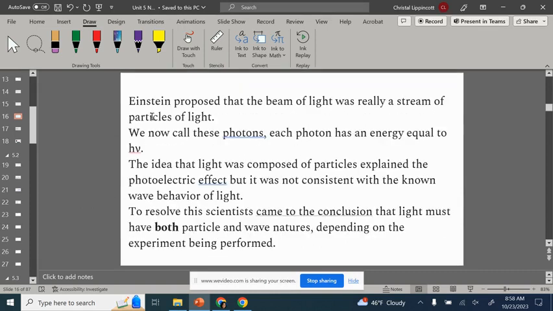So he said that the beam of light was really just particles of light, which we call photons. The energy is equal to h, which is Planck's constant. It's another constant. Last week we learned one constant, which was the speed of light. Now we're learning another one. And then it's equal to Planck's constant times the frequency. And they were able to come to a conclusion that light is not just particles, but it also has waves associated with it as well.